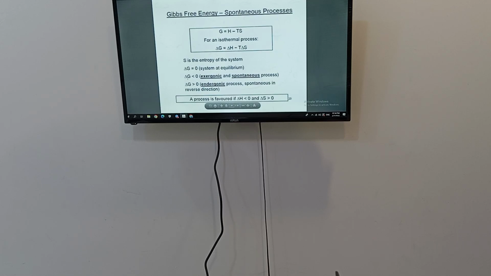If delta G is less than zero, it is an exergonic, spontaneous process that occurs. If delta G is greater than zero, it is an endergonic process, and it is spontaneous in the reverse direction. A process is favored if delta H is less than zero and delta S is greater than zero.